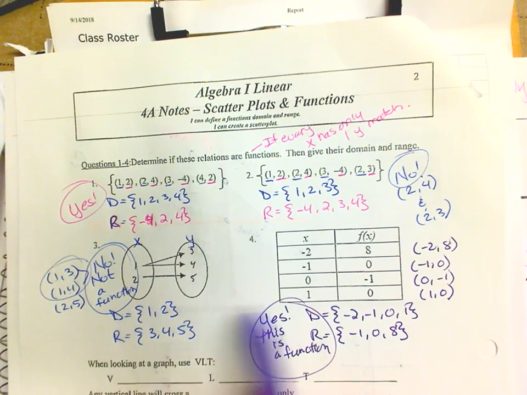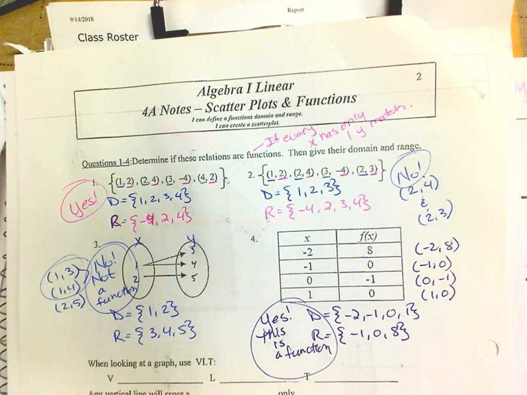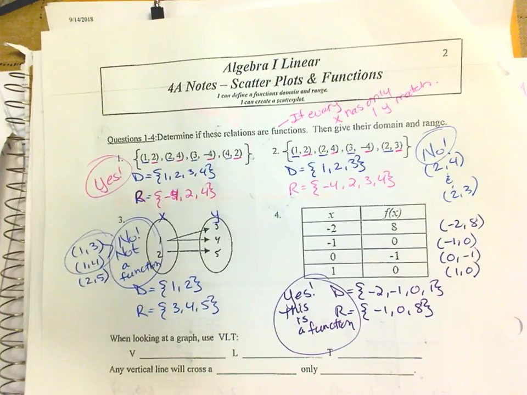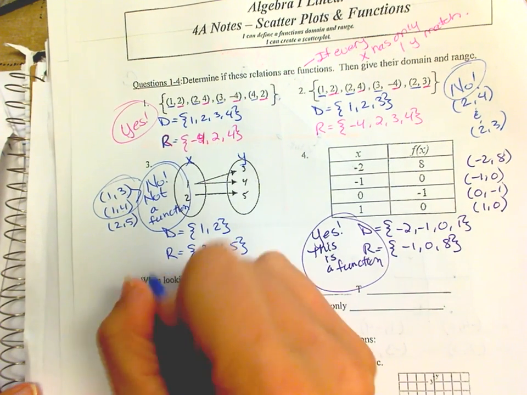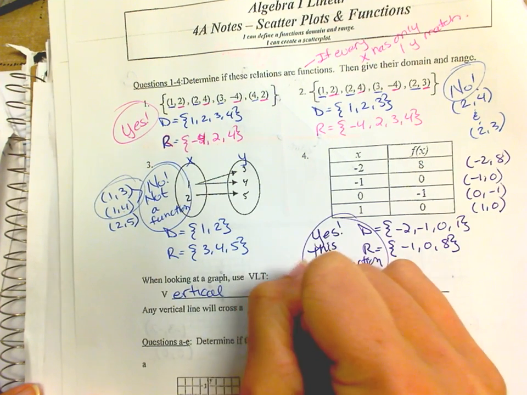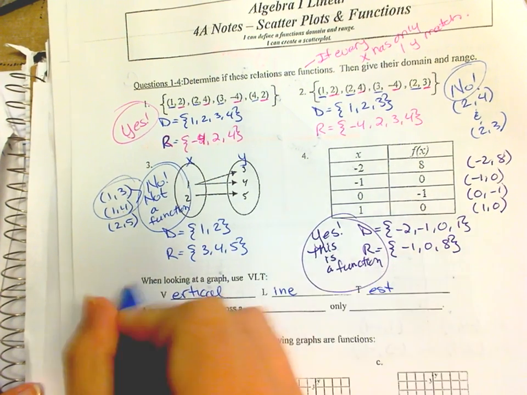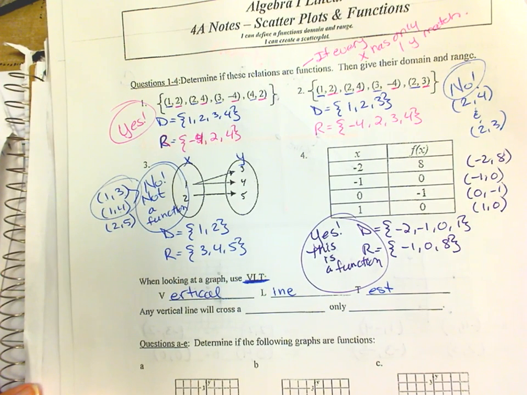Okay, so that is if they give you ordered pairs, a mapping, a table, however they are. But sometimes they're going to give you a graph. If they give you a graph, we are going to discuss the vertical line test, also commonly known in this class and every other math class at Ross High School as VLT.